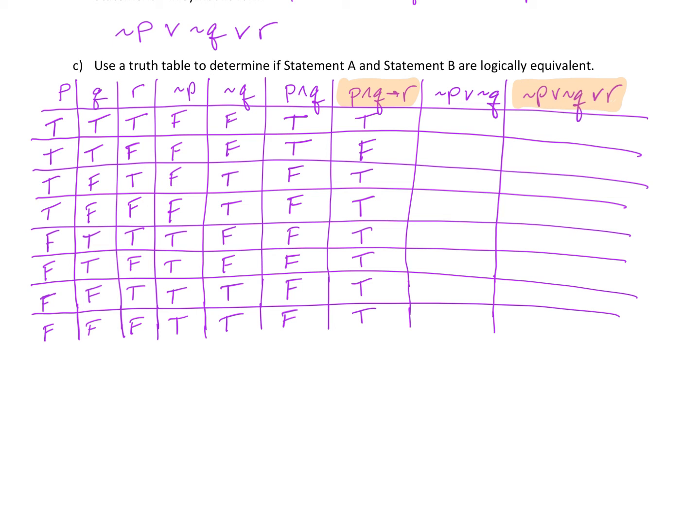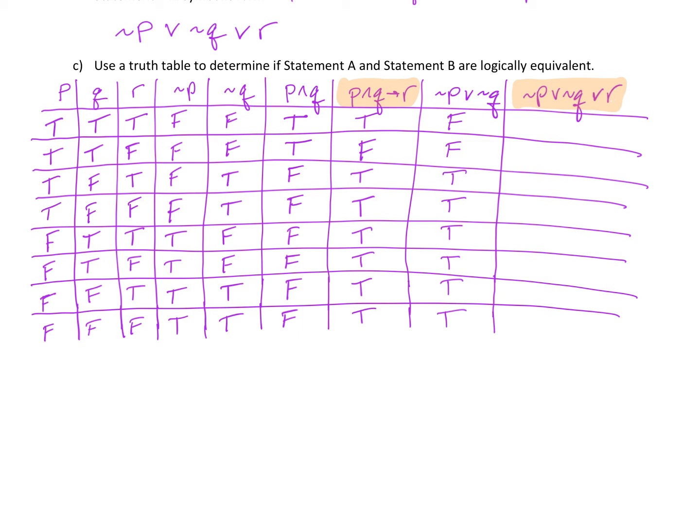Okay, so now for not P or not Q, we are looking at the not P and the not Q column. And because it's an or statement, I need at least one true to get a true here, one or more trues. So I'm starting with false, false. So that is going to be false because I don't have one. Then I have another false, false. Then I have false, true. So I get a true. False, true. True, false. True, false. True, true. True, true.